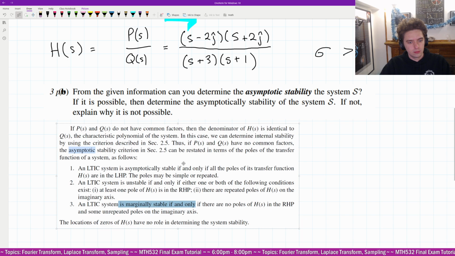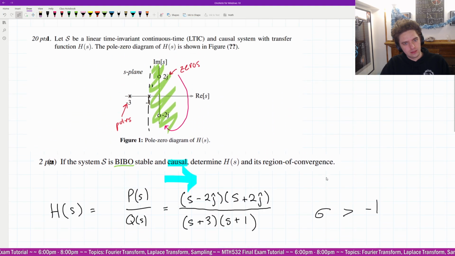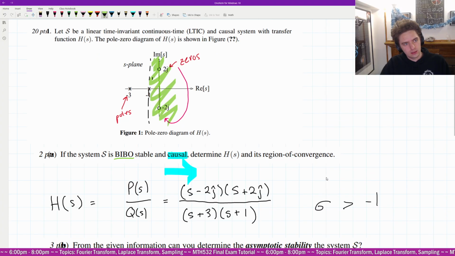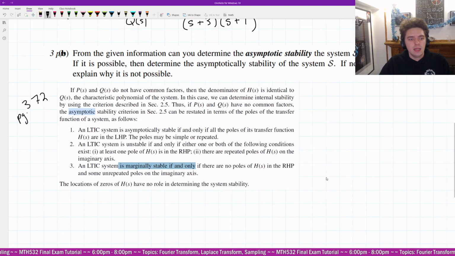This is what we read. I just Control-F'd the asymptotic. It's in chapter 4. I found this. Sigma is the real part, right? This is the sigma omega plane here, right? Page number is 372 of the textbook.